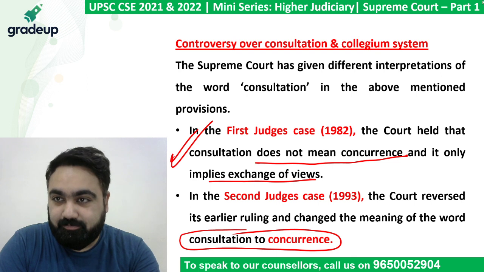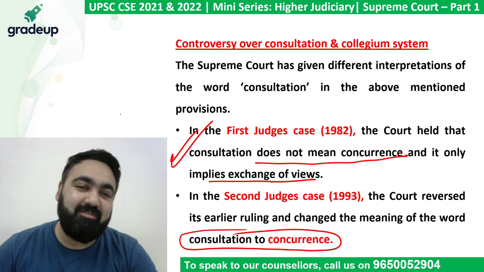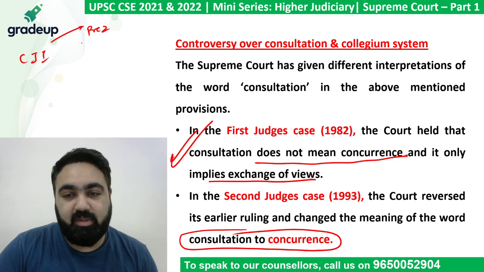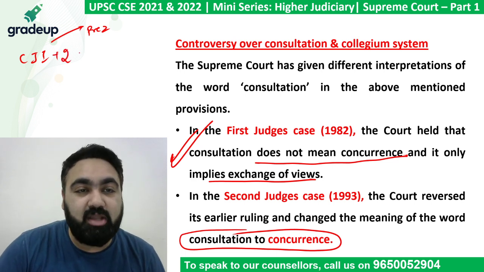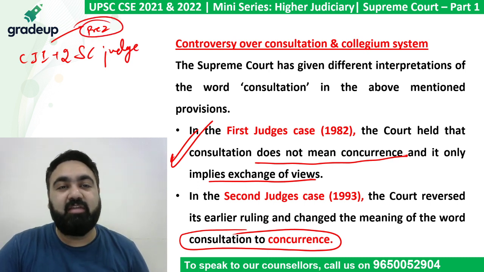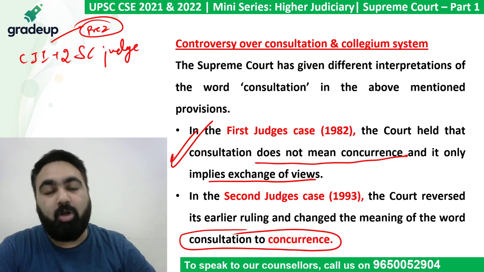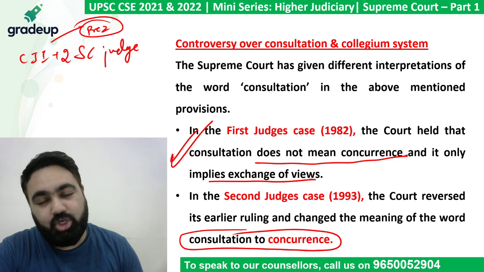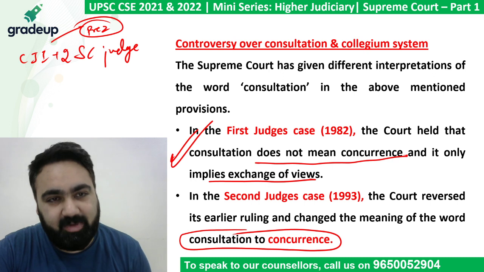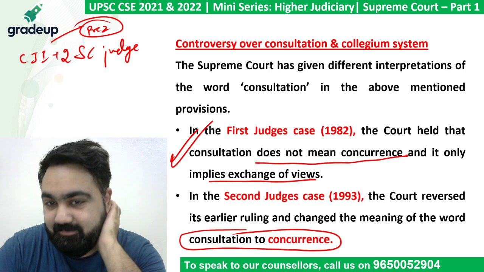This was the Second Judges Case. In the Second Judges Case, the Supreme Court also said that when the Chief Justice of India gives a name to the president, he will not give the name alone. He will himself talk to two other senior most Supreme Court judges, and then these three together will give a name to the president. The Chief Justice of India consulting does not mean that he will just say it on his own. He will consult two other senior most Supreme Court judges after him, and these three will then give a name to the president. And the president will then have to abide by that. This is the Second Judges Case.